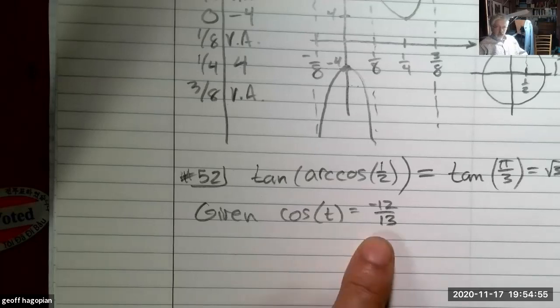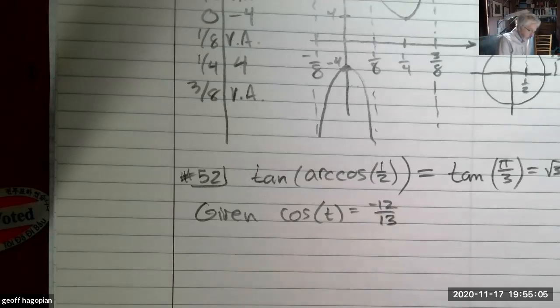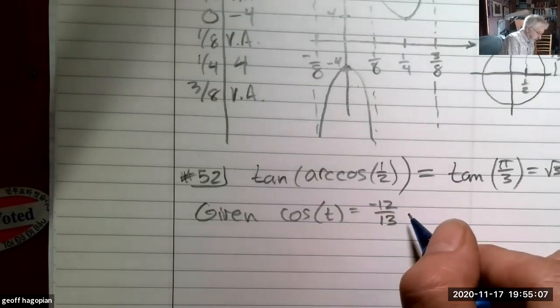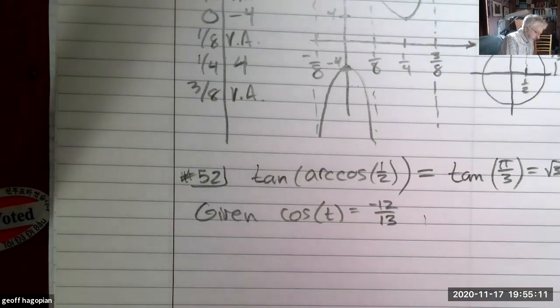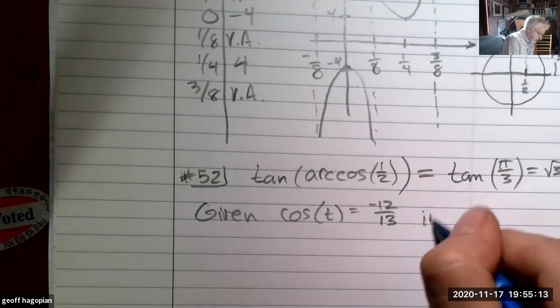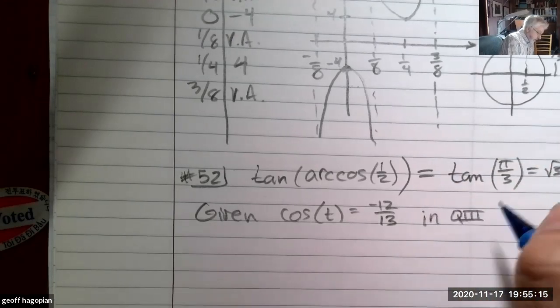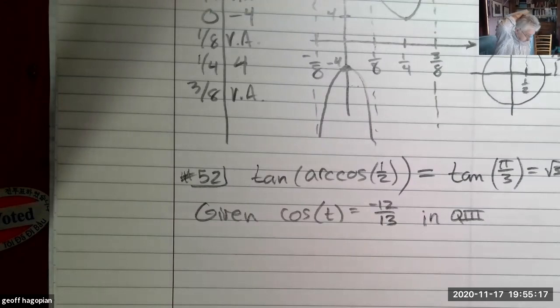By the way, is this a legal value for cosine? Yeah, it's greater than -1, right? Anything between -1 and +1 is a fair value for cosine. So let's say we're in quadrant 3. We want to find the other 5 trig functions, right? So what's sine?